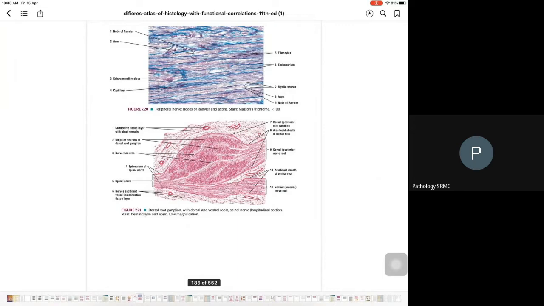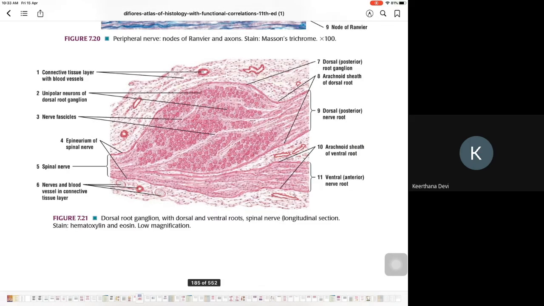As I told you, in the periphery also we have an extension of the gray matter, and that we call ganglion cells, and this is the dorsal root ganglion. Dorsal root ganglion with dorsal and ventral root, spinal nerve, longitudinal segment. One is the connective tissue layer with the blood vessels. Number two is unipolar neurons of dorsal root ganglion. Fourth is epineurium of the spinal nerve. Fifth is the spinal nerve.